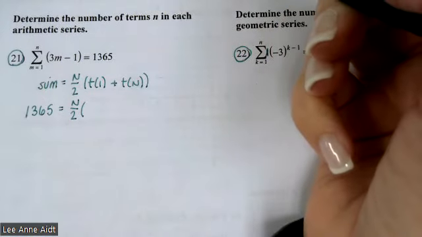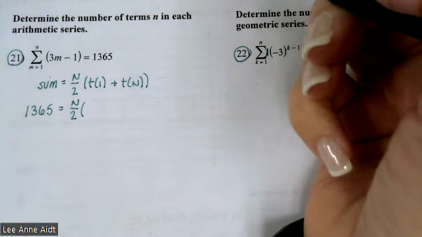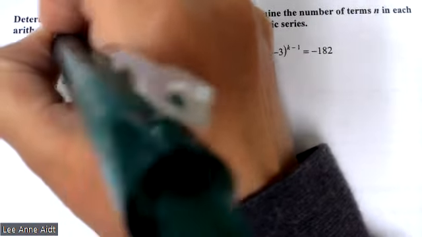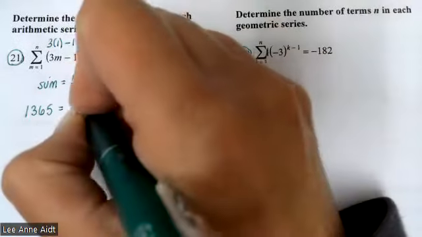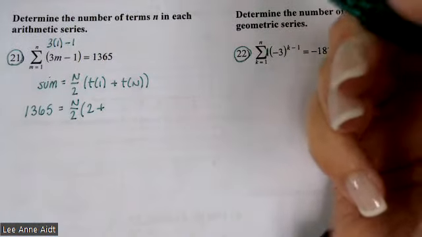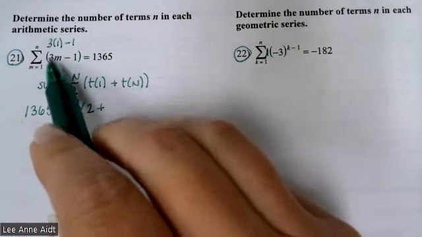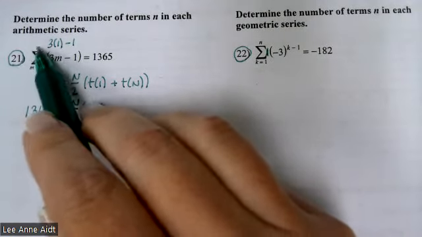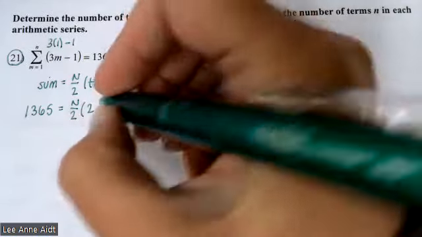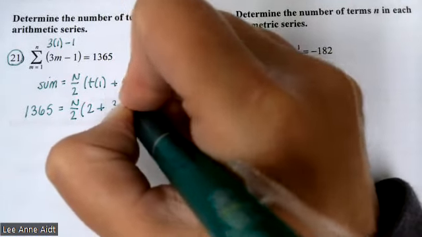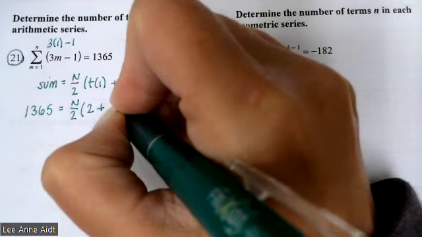First term would be what? How do I get the first term in this one? Plug in 1. So 3 times 1 minus 1 is 2. And then how do I get the last term? Plug in n. 3 times n minus 1.